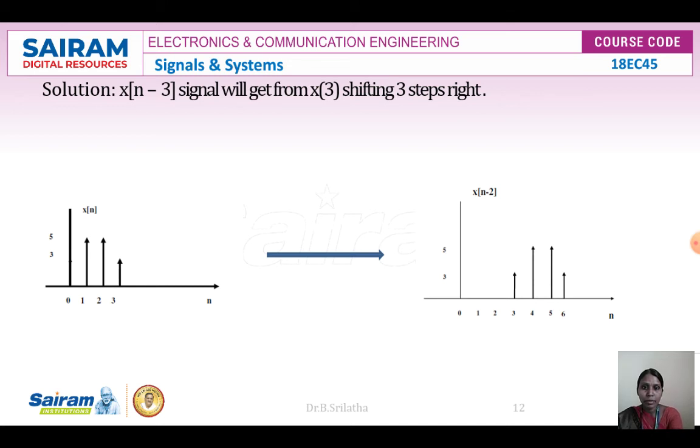So 0 we have. 0 is shifted to 0 plus 3, which is nothing but 3, and 1 is shifted to 1 plus 3 is 4, and 2 is shifted to 2 plus 3 is nothing but 5, 3 plus 3 is nothing but 6. So this is our new signal, but the amplitude values are the same. We are not changing the amplitude. These operations we are doing only with the time axis.